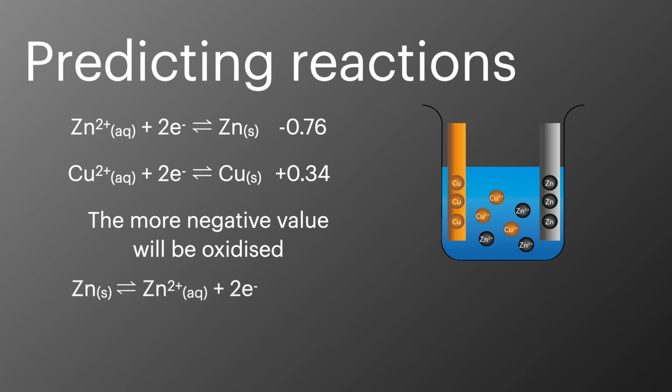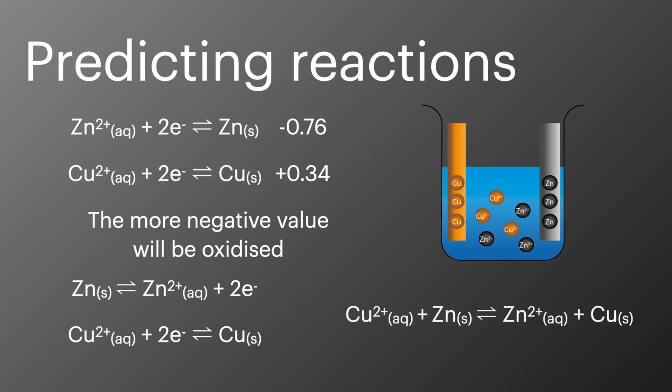So we can switch that round and we can write that out now as zinc solid becoming zinc ions plus the electrons. We'll keep the copper the same because copper's reaction will stay as the reduced form. And then we can combine those two half equations together to get our final equation where the copper 2+ ions react with the zinc solid to form zinc ions and copper solid. That will be the favoured redox reaction.